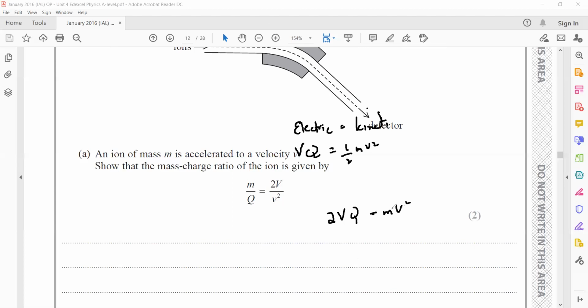Don't cancel this voltage with this. This is velocity v, so better to use capital V for voltage and small v for velocity. I need the mass to charge ratio. So mass divided by charge is equal to 2 into voltage divided by v squared. So you can see it's a similar ratio.